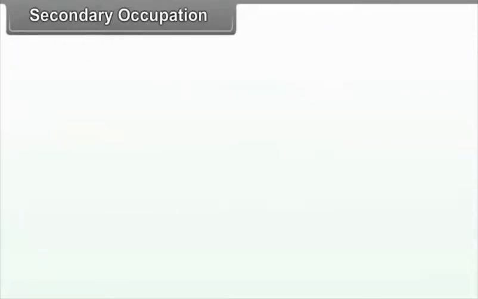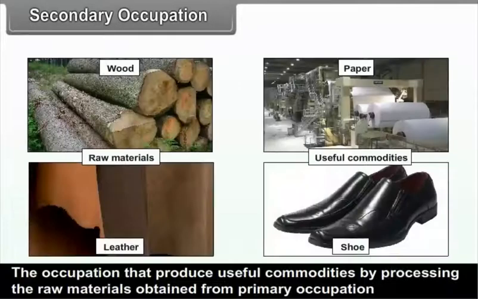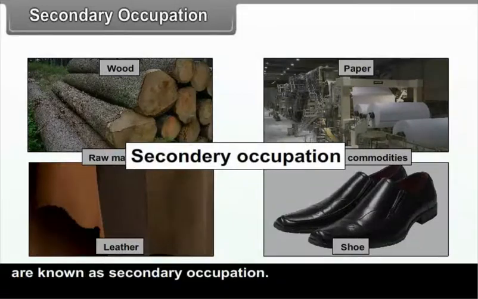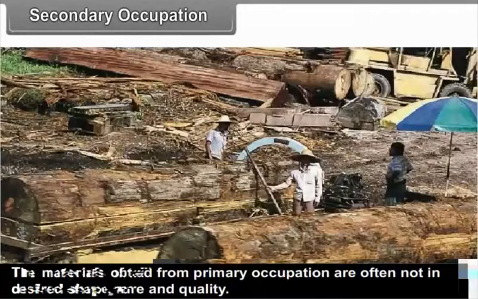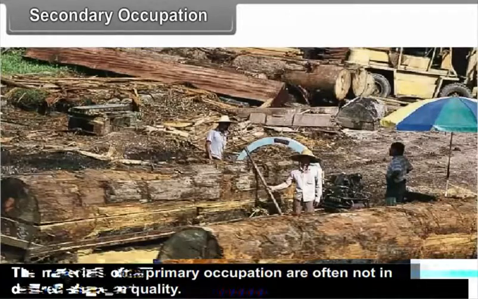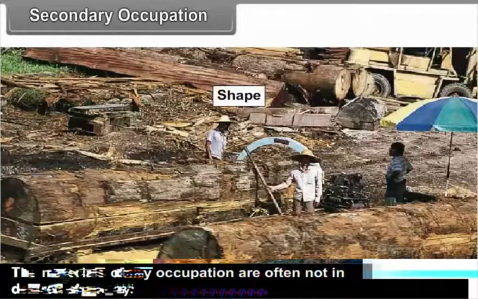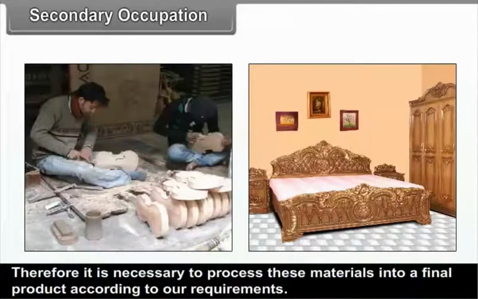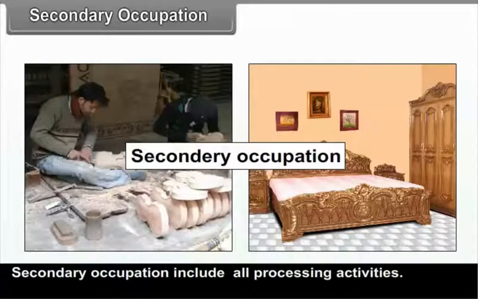Secondary occupation. The occupations that produce useful commodities by processing the raw materials obtained from primary occupation are known as secondary occupation. The minerals obtained from primary occupation are more often not in desired shape, nature and quality. Therefore, it is necessary to produce these materials into a final product according to our requirements. Secondary occupation include all processing activities.